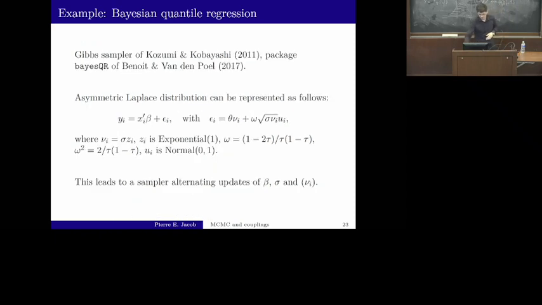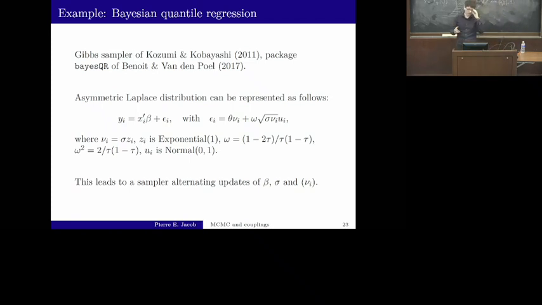Anyway, they propose this Gibbs sampler using a clever representation of this asymmetric Laplace distribution. If they write this model in this way, then epsilon i follows this asymmetric Laplace, and it's the same as this sum of two terms where nu i is sigma times z i, where z i is exponential 1, and here there's a square root of an exponential, and then u i is a Gaussian. That's a fact of probability that this epsilon i written this way follows that distribution.